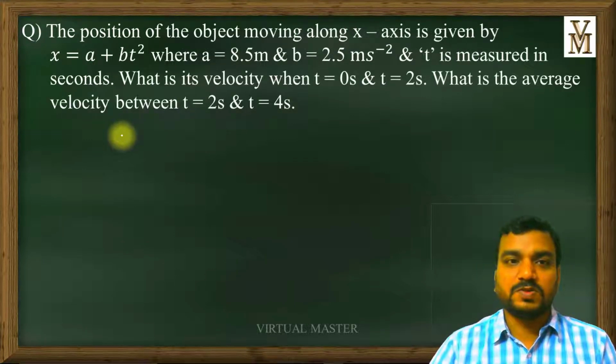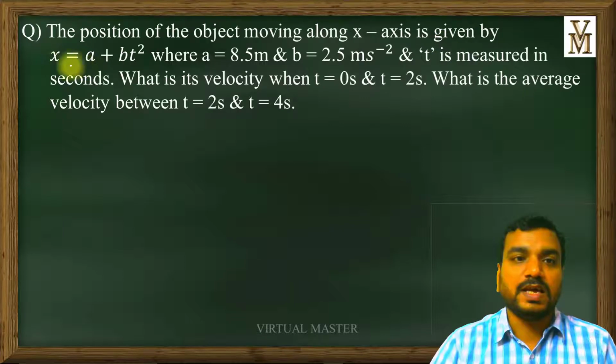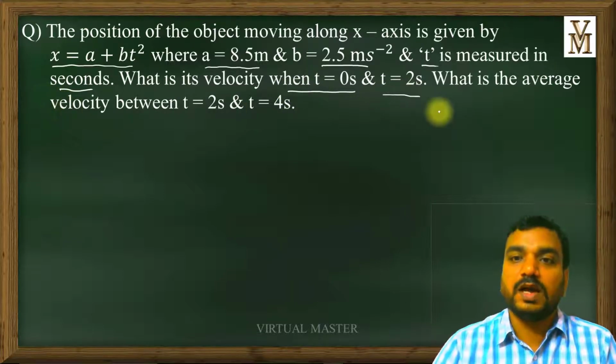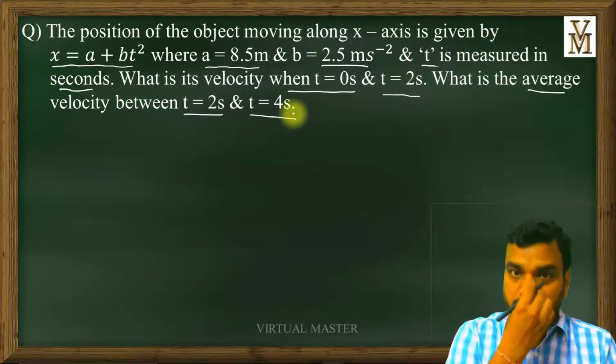Now let us solve our next question. The next question is: the position of an object moving along the x-axis is given by x equals a plus bt square, where a equals 8.5 meter and b equals 2.5 meter per second square, and t is measured in seconds. What is its velocity when t equals 0 seconds and t equals 2 seconds? And what is the average velocity between t equals 2 seconds and t equals 4 seconds?